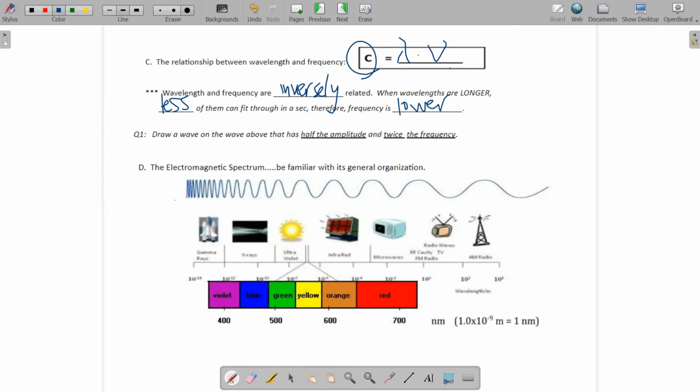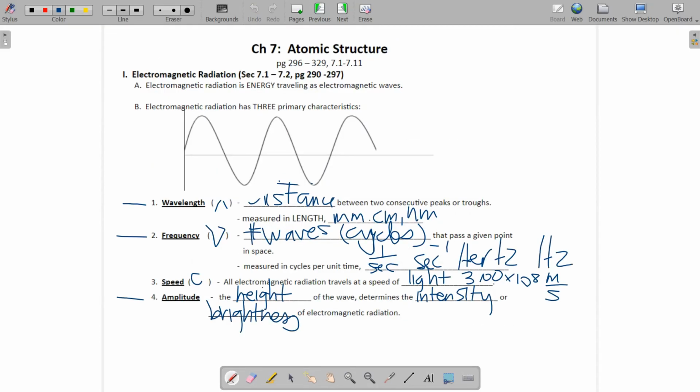Okay? Now, the next question says, draw a wave on the wave above, which is on the previous slide, that has half the amplitude and twice the frequency. So go ahead and pause this and draw your wave that is half the amplitude and twice the frequency.